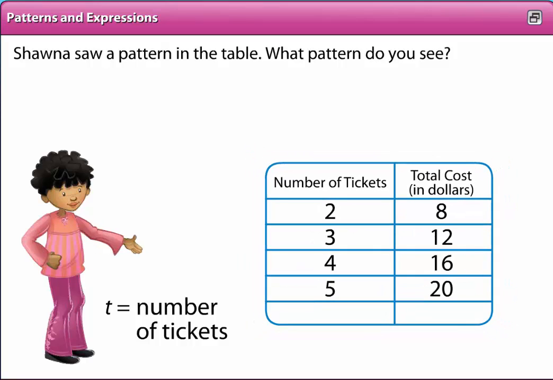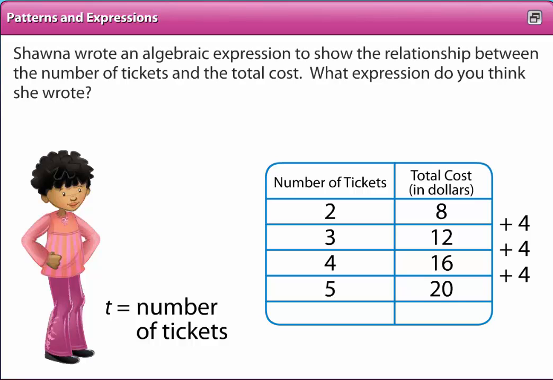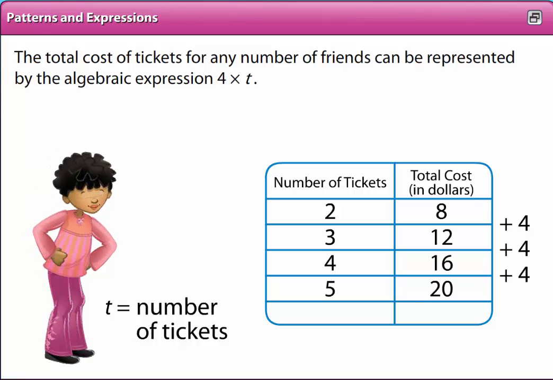Shauna saw a pattern in the table. What pattern do you see? For each ticket, the total cost increased by $4. Shauna wrote an algebraic expression to show the relationship between the number of tickets and the total cost. What expression do you think she wrote? The total cost of tickets for any number of friends can be represented by the algebraic expression 4 times T.